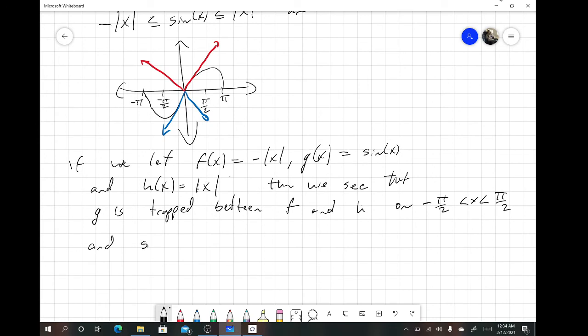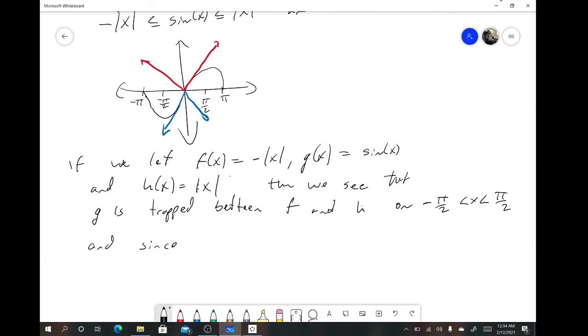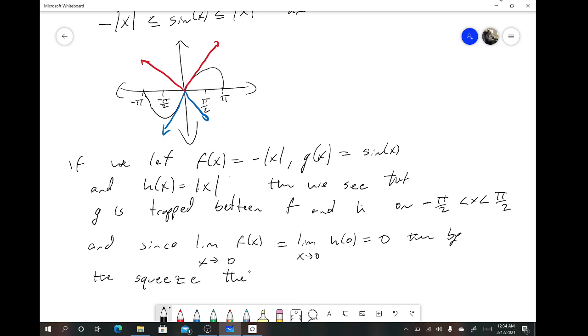and since the limit as x goes to 0 of f of x is equal to the limit as x goes to 0 of h of x, which equals 0, then by the squeeze theorem, again, g is trapped between these two functions, so it must be true that the limit of g of x as x goes to 0 is also 0. So the limit of g of x as x goes to 0 has to be 0 by the squeeze theorem.